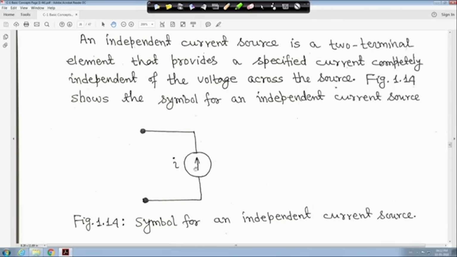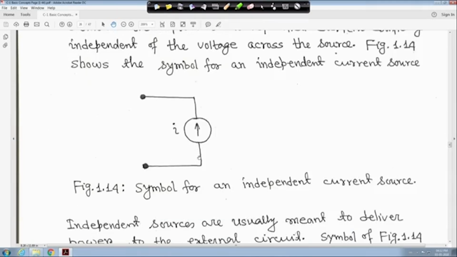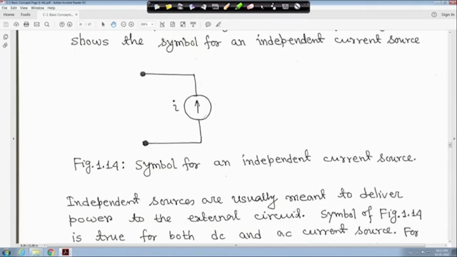So, this current source, whatever it is, is completely independent of the voltage across the source, right. This is the symbol of the current source, and this symbol is true for both DC as well as AC, right. This symbol is true for both. AC you will see later.